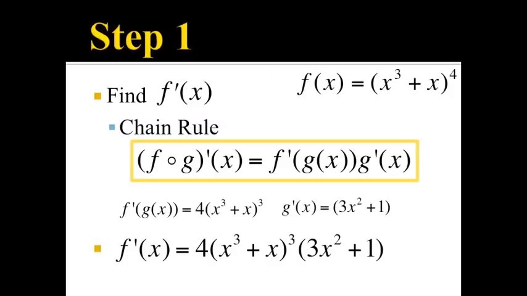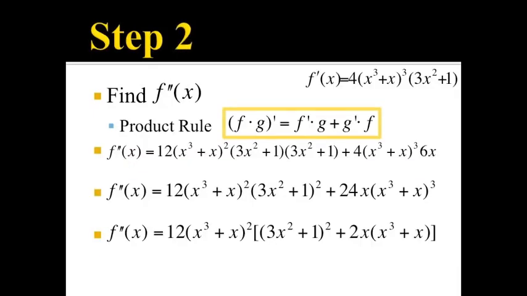The first step is to take the first derivative of f of x, but when taking the first derivative, we need to take into account the chain rule. So you treat the given function like if you had f of g of x and treating the inside quantity like another function. Therefore, the derivative by the chain rule is f prime of g of x times g prime of x. So f prime of g of x is just a power rule, and g prime of x is another power rule. Therefore, the first derivative of the given function is 4 times the quantity of x cubed plus x all cubed times the quantity of 3x squared plus 1.